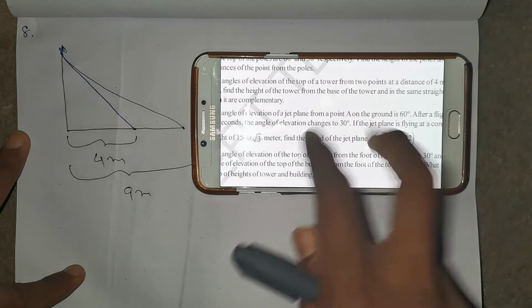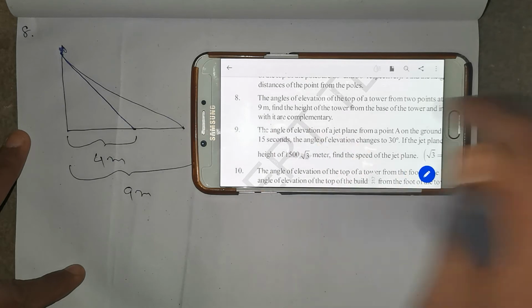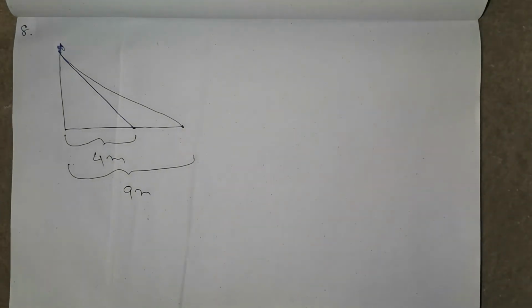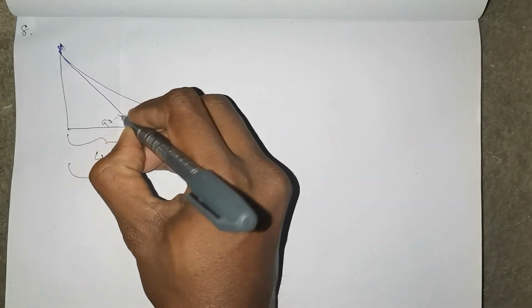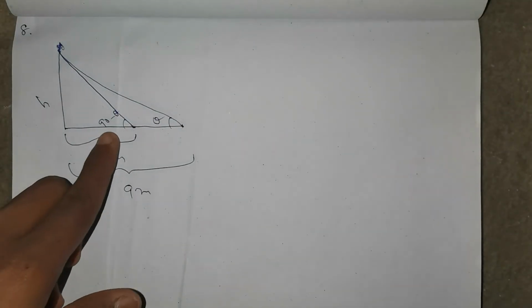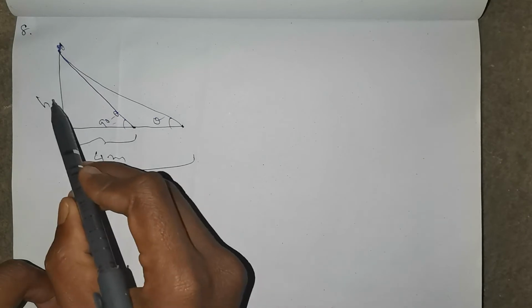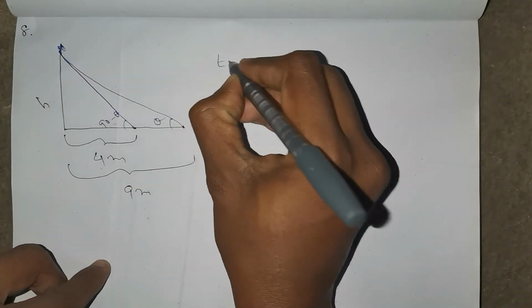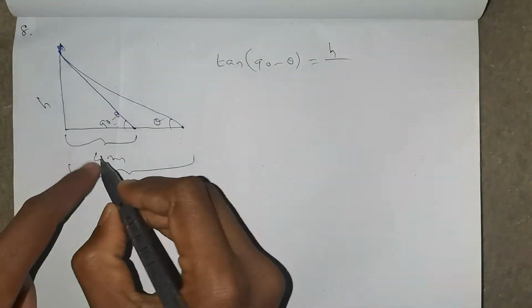Find the height of the tower, from the base of the tower and in the same straight line with it, are complementary. So complementary is nothing but the sum of the two angles is equal to 90 degrees. So if this one I am taking as theta, then this will become 90 minus theta, because these two angles sum is 90 degrees as usual. Now height I am taking as some h. Okay, if I am taking this small triangle, angle, opposite, adjacent, so obviously tan. So tan of 90 minus theta is equal to opposite h by adjacent 4.